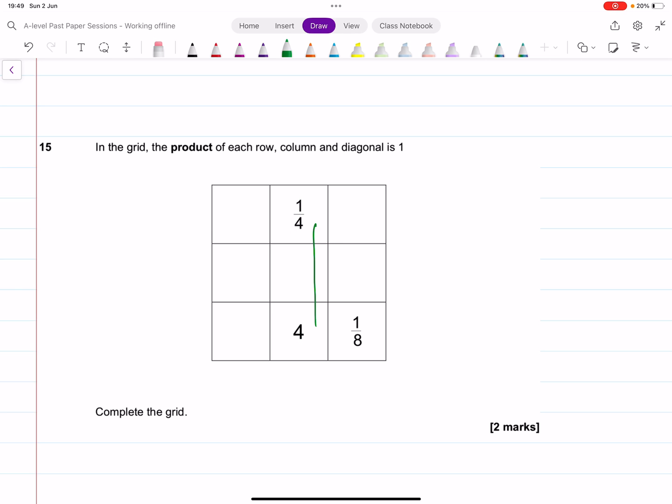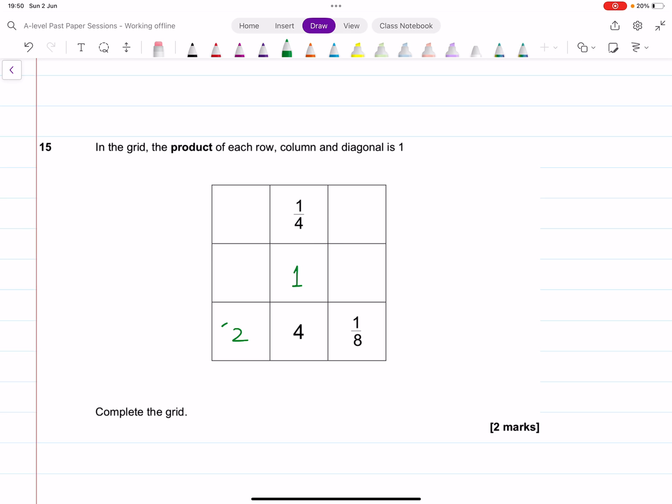So 1 over 4 into 4, that is already 1. So we should have 1 here so that the product remains 1. What about this row? 4 into 1 over 8. You can do that on your calculator. That will be 1 over 2. We need to make this product 1. 1 over 2 into 2 is going to give us 1. So we have 2 here because of that. Right, now you can see 2 into 4 into 1 over 8. That's 1, right?